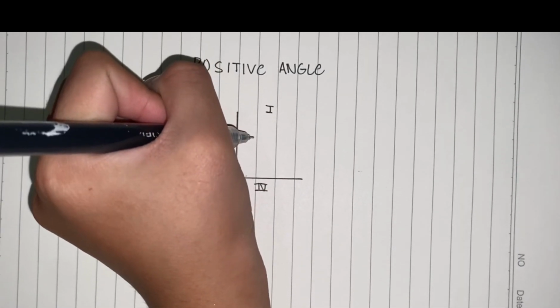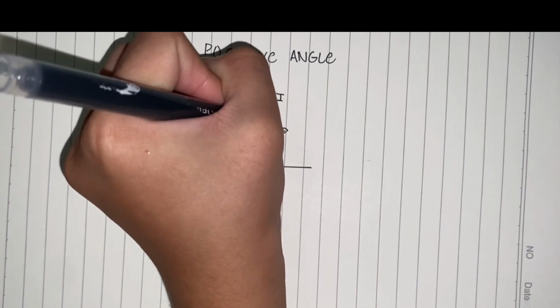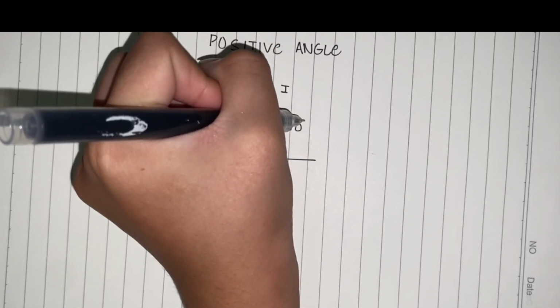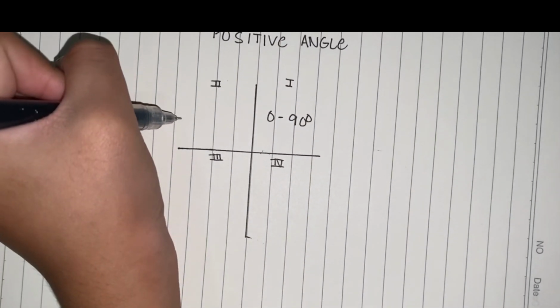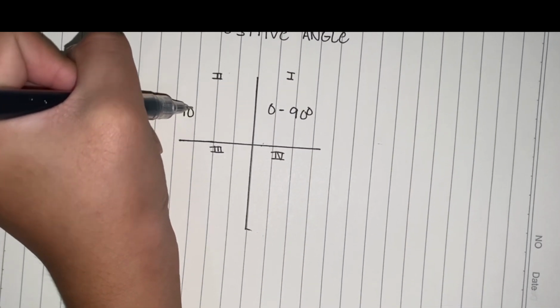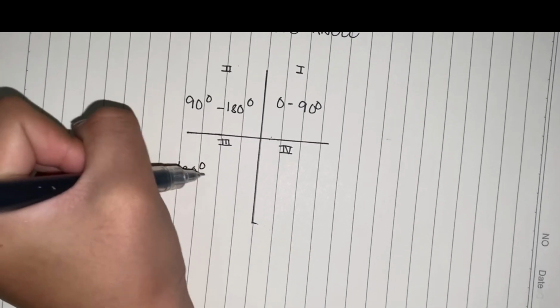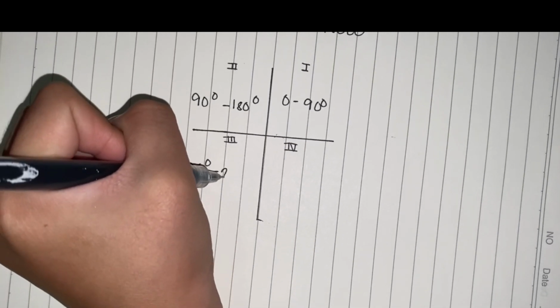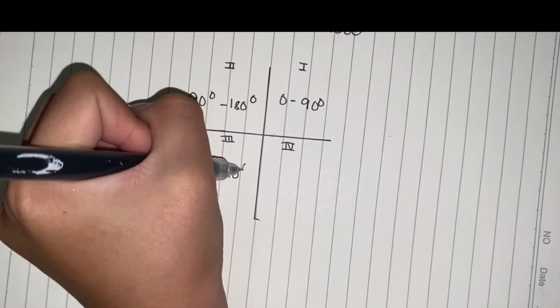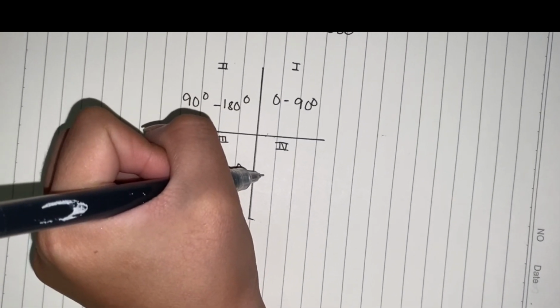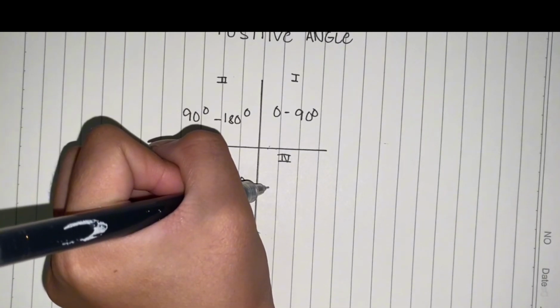Today I will discuss the quadrants 1 to 4 in positive and negative angles. First, quadrant 1 covers 0 degrees to 90 degrees. Next, quadrant 2 covers 90 degrees to 180 degrees. Third, quadrant 3 covers 180 degrees to 270 degrees. Lastly, quadrant 4 covers 270 degrees to 360 degrees.